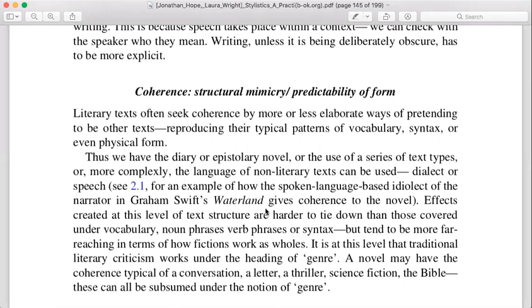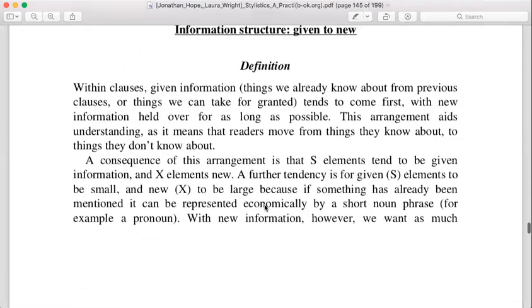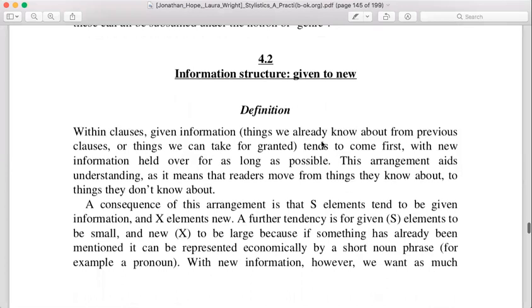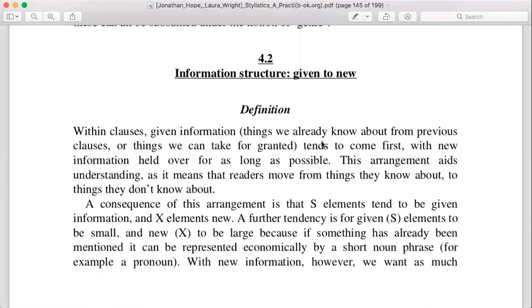Okay, so let's move to our first exercise. Before that, this is your information structure, given to new. Okay, so we would say that given is S. We would just suggest that it is S. Why is it S? Because I told you that the given structures are short.